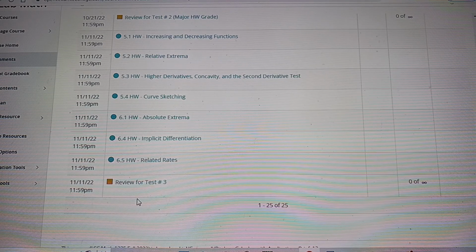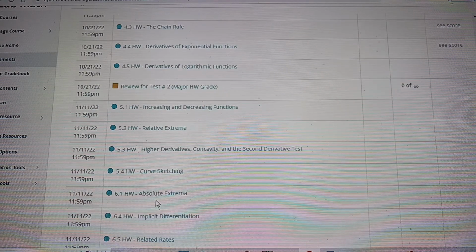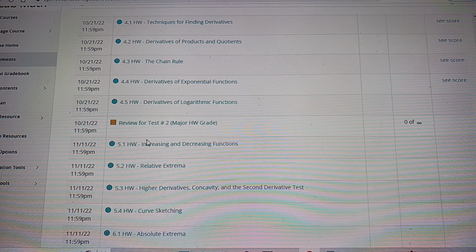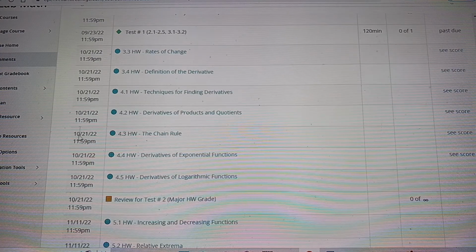And then you'll have a 2-day window for that, just like test 2 is going to pop in right here on October 20th. So October 21st, that's when all this stuff is due. The 2-day testing window is October 20th or 21st.